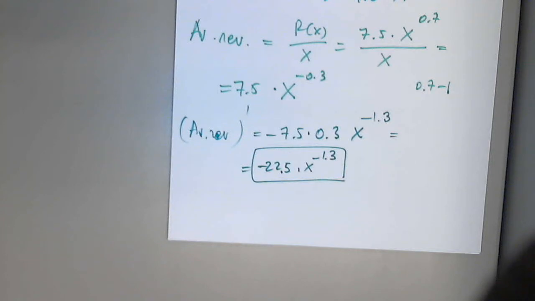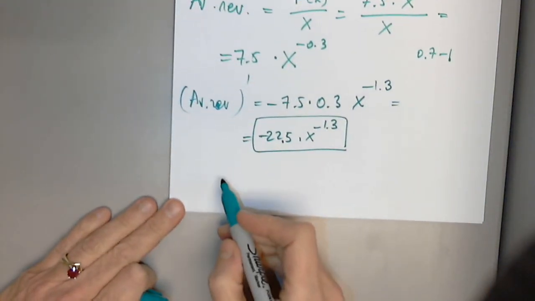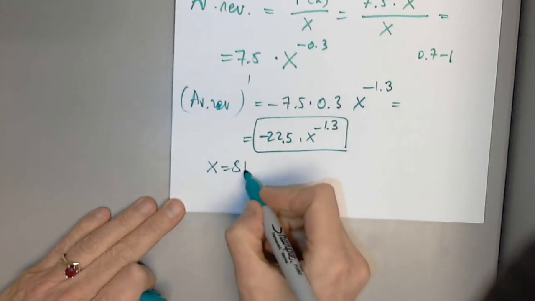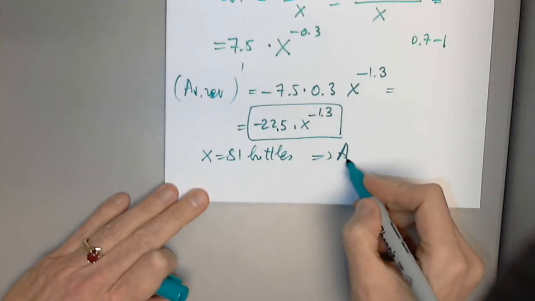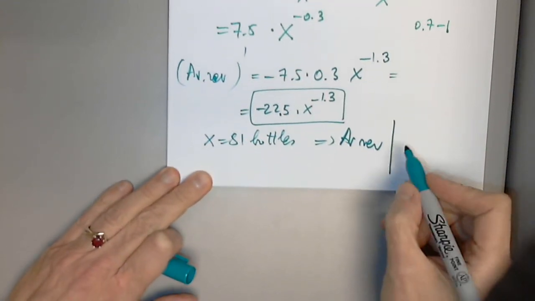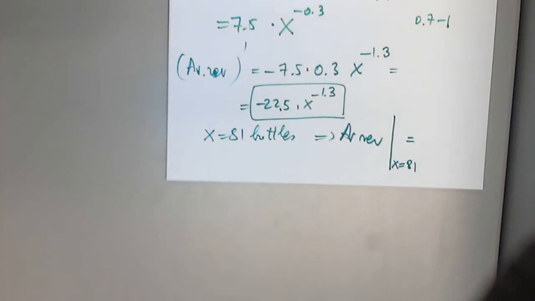Now I can finish reading the problem. Find the rate at which the average revenue is changing when 81 bottles of barbecue sauce have been produced and sold. So now, what do I have to do for the final step? Plug it in. When X is 81, then the average revenue prime, this is how we like to write it, at X equals 81. I just plug it in. I need the calculator for this.